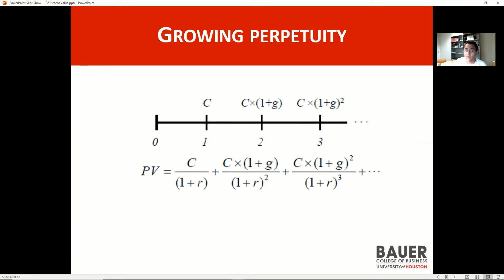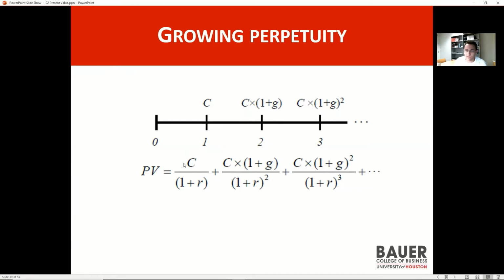So at time 1, you get C. At time 2, the payment grows by G%. It's growing at a rate of G. Likewise, at time 3, the cash flow has grown by G% again. So it started at C, it grew G%, so now at time 2, we're at C times 1 plus G. At time 3, we're at C times 1 plus G squared. It's grown by G% twice now. Okay, and this goes on indefinitely in perpetuity.